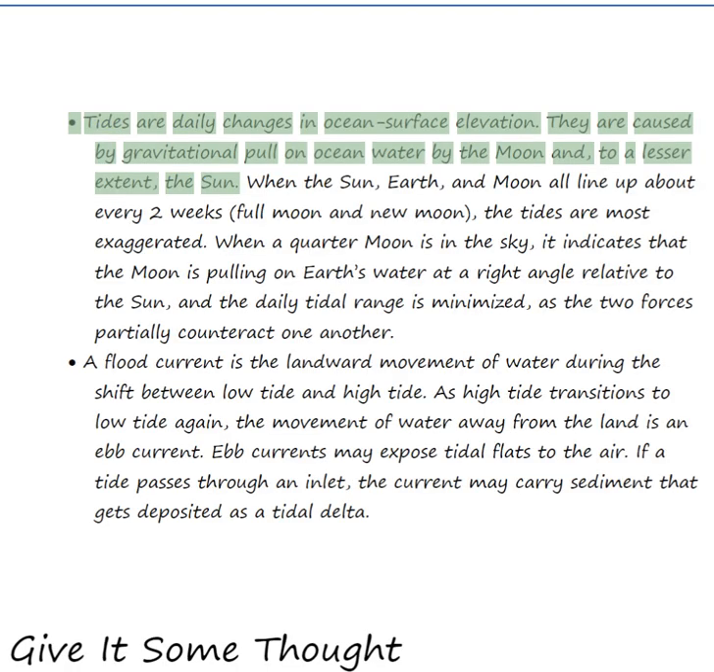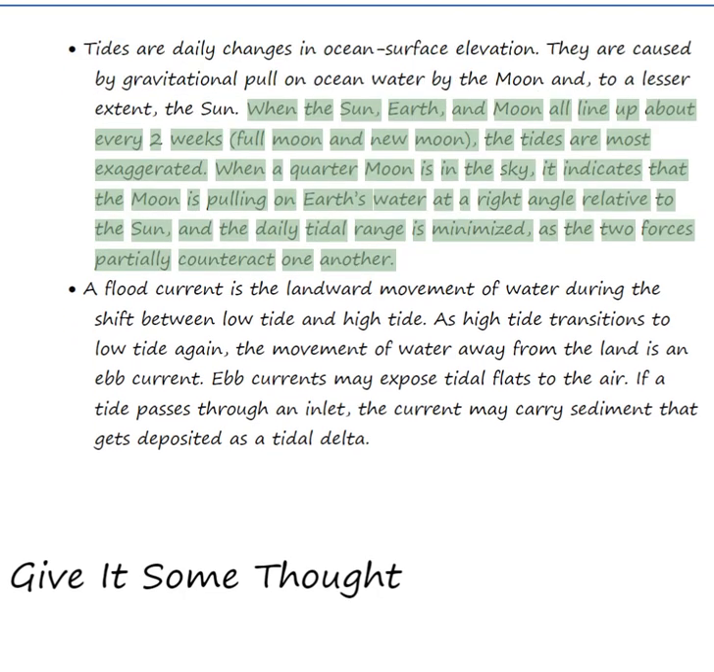Tides are daily changes in ocean surface elevation. They are caused by gravitational pull on ocean water by the moon and, to a lesser extent, the sun. When the sun, earth, and moon all line up about every 2 weeks, the tides are most exaggerated. When a quarter moon is in the sky, it indicates that the moon is pulling on Earth's water at a right angle relative to the sun, and the daily tidal range is minimized, as the two forces partially counteract one another.